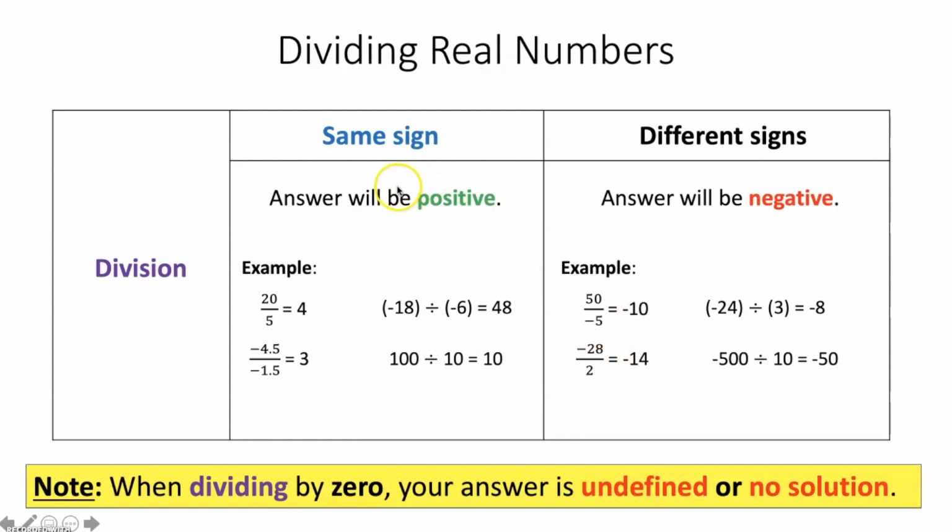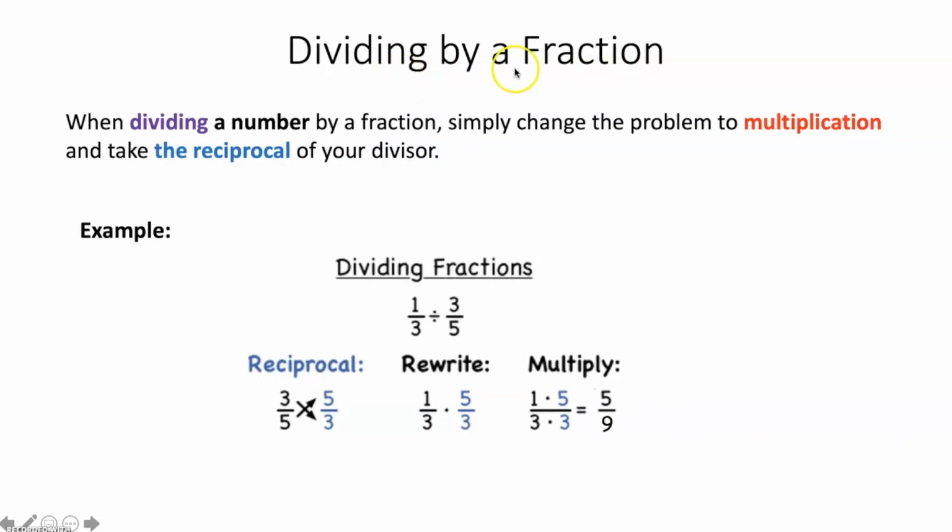Now, the cool thing is that these two properties are the exact same ones we went over for multiplying two numbers. So whether you're multiplying or dividing two numbers, if they have the same sign, your answer will be positive. If they have different signs, your answer will be negative. Please note that if you are dividing by 0, anytime you divide by 0, your answer will be undefined, or you could write no solution. Either way. Now let's talk about dividing by a fraction.